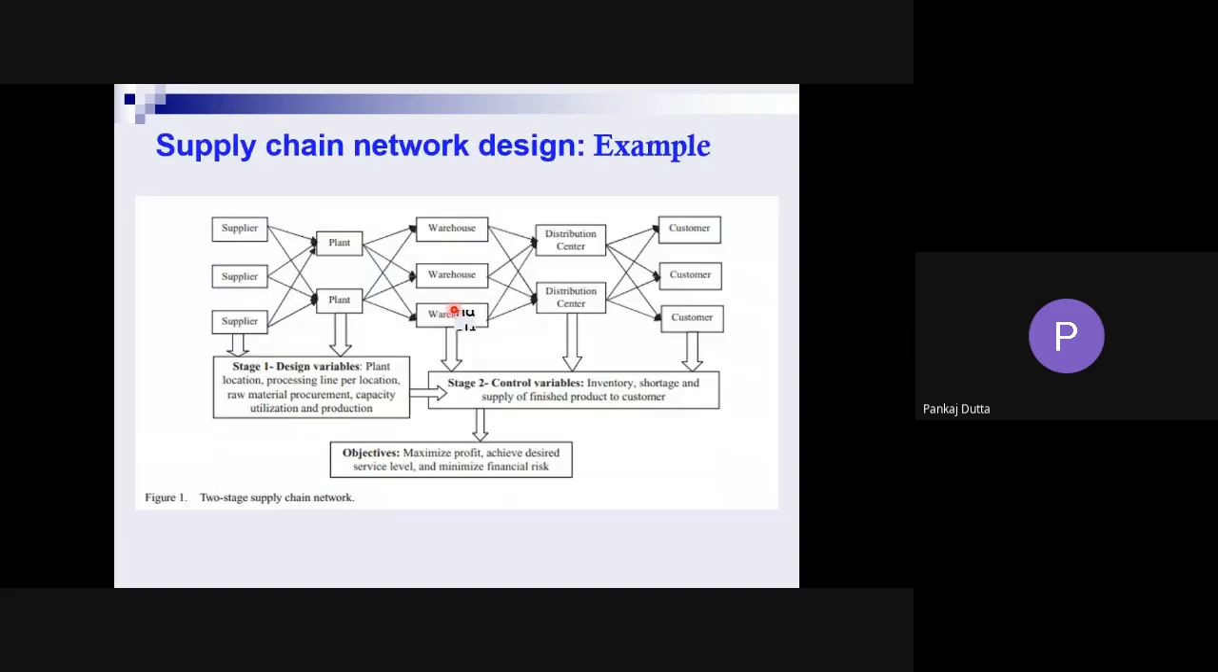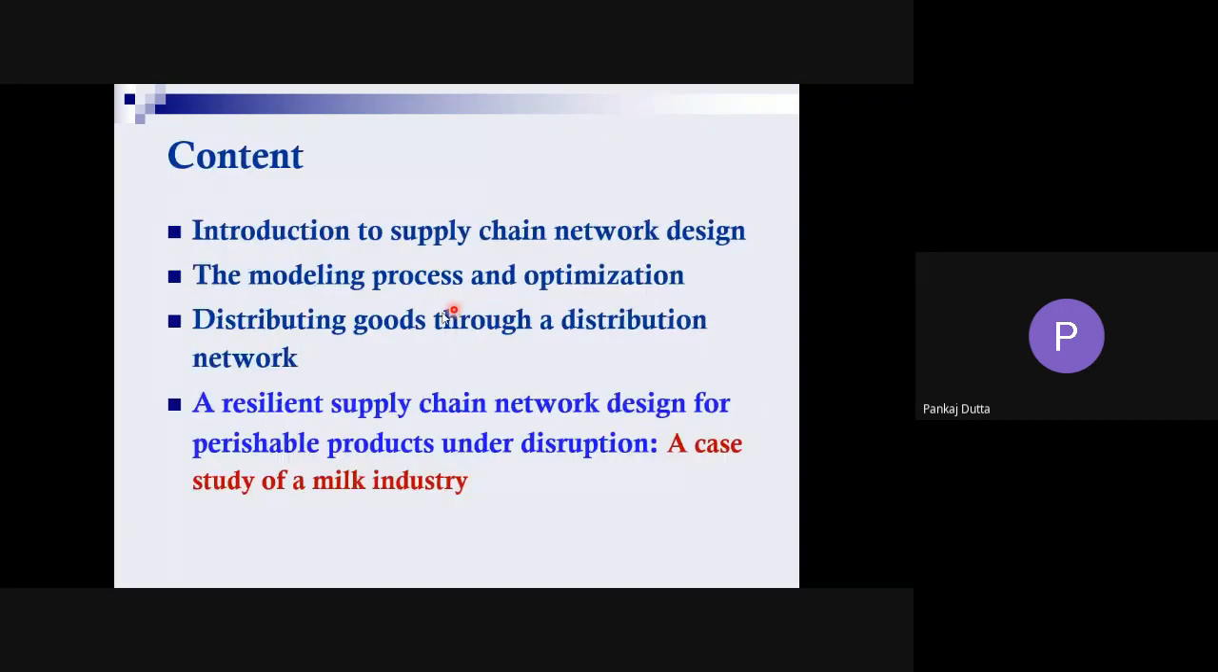So now, if you come back to the points of discussion, I have given the introduction. Now I will focus on the modeling process. Suppose you have an objective of network design. You want to design a supply chain network. But for that, what ingredients do you require so that you can develop a supply chain network?